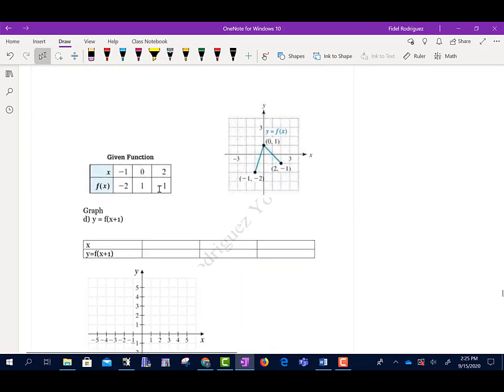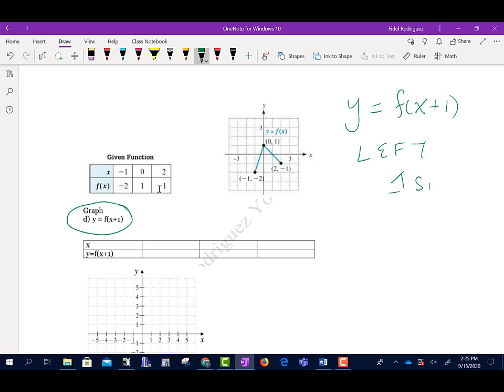All right. We got another one, just similar to the one we did before. But now, look what we have here. We have y equals f of x plus 1. So that means I'm going to go to the left 1 space. So I'm going to take each of these points and move them 1 space over to the left. If I'm going 1 to the left, that means I'm going to subtract 1 from each of my x values. So -1 becomes -2. 0 minus 1 is -1. 2 minus 1 is 1. My y values will stay exactly the same.